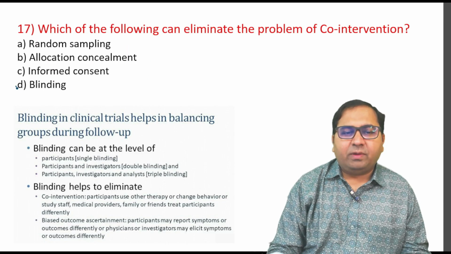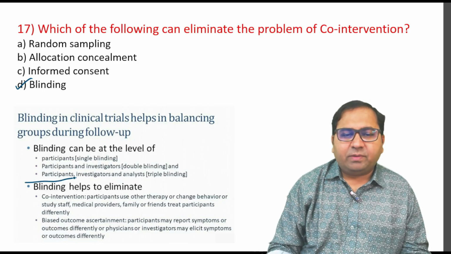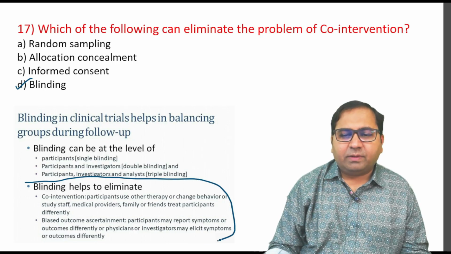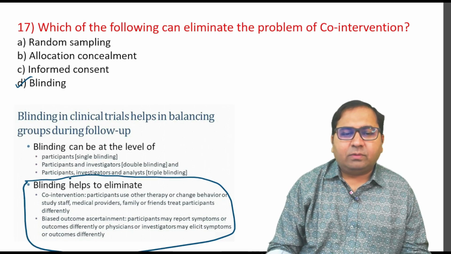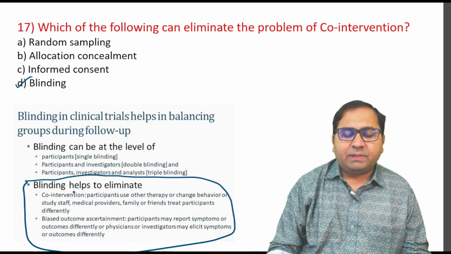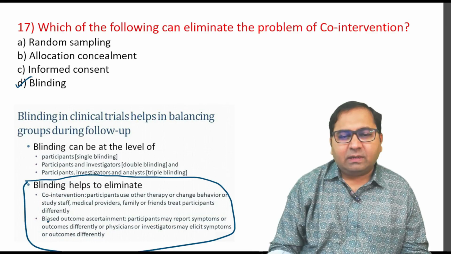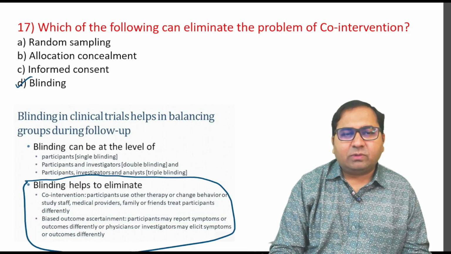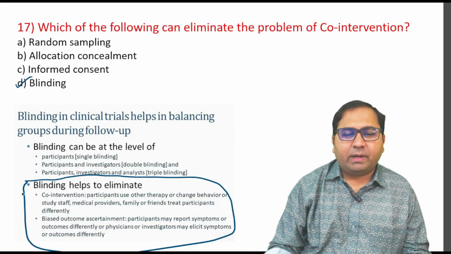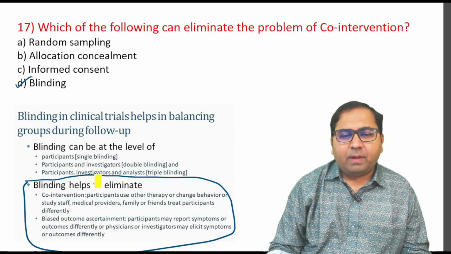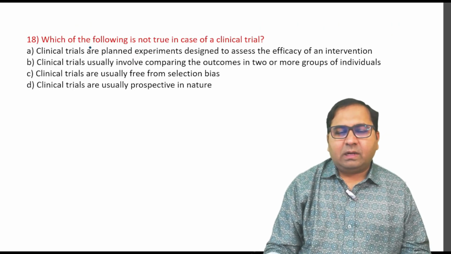See over here, I am drawing a box. Now see the information in this box. Blinding helps to eliminate co-intervention and biased outcome ascertainment. These two are the previous questions asked. Please remember this point. See in the box: blinding helps to eliminate co-intervention and blinding helps to eliminate biased outcome ascertainment. Let us see the next question.